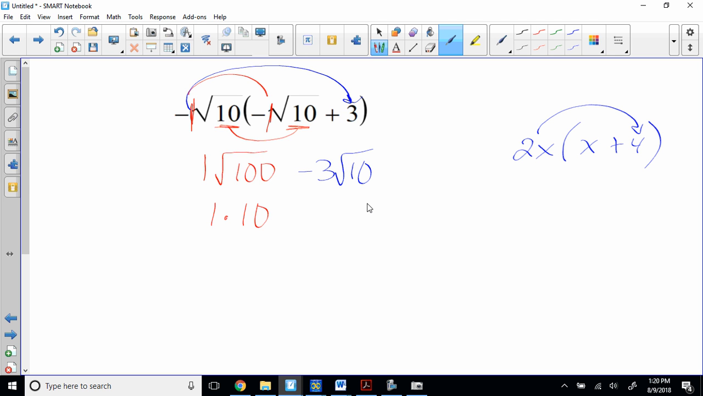Perfect squares are 4, 9, 16, 25, 36, 49, 64, 81, 100, 121, 144, 169, 196, 225, 256. Those are perfect squares. Okay?